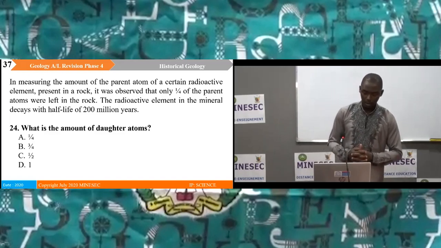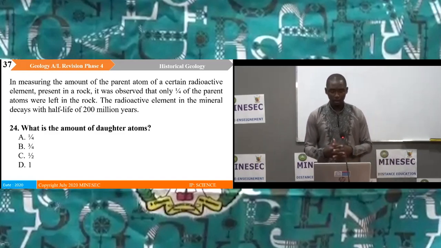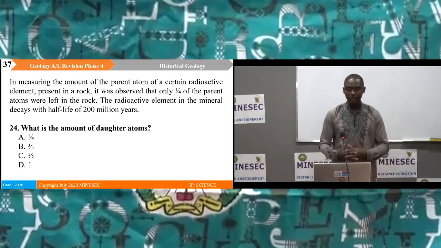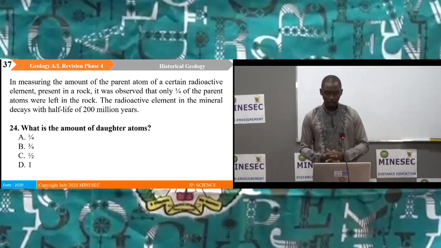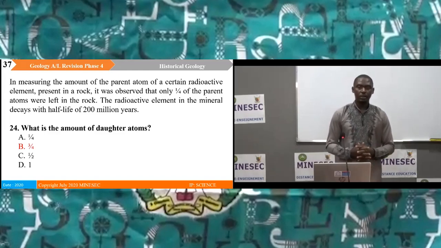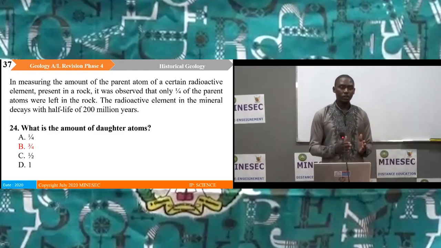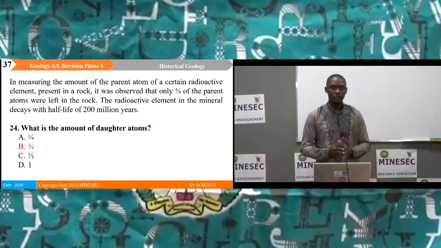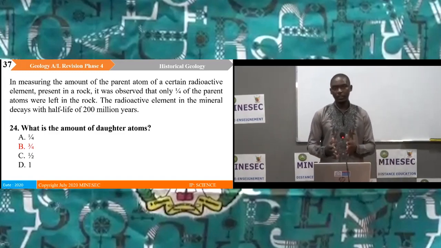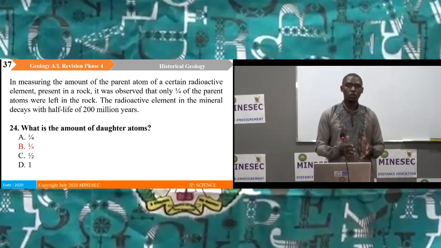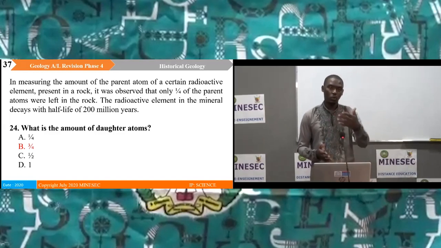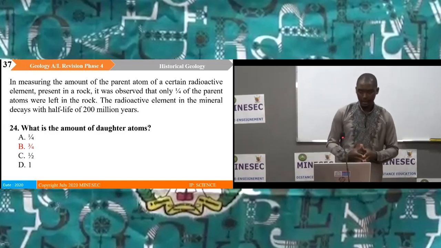A, 1/4, B, 3/4, C, half, and D, 1. Our correct answer here is B. Please remember, parent isotopes decay to give daughter products. So, if the parent isotope falls by 50%, then daughter products should also be existing 50%. Here we have the parent isotope 1/4. It means 3/4 is daughter product.